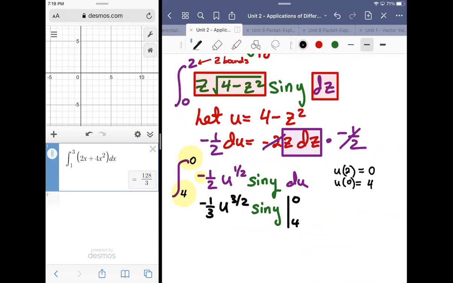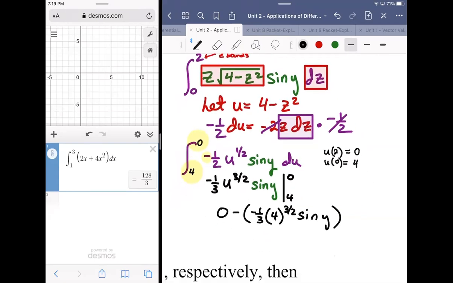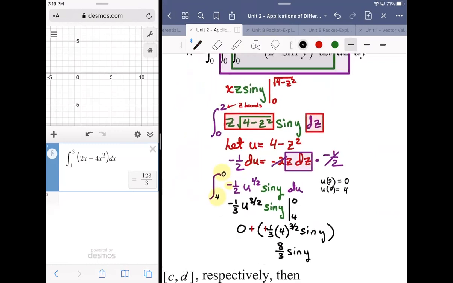If I plug in a 0 for u, I get a result of 0. So 0 minus negative 1/3, 4 to the 3/2 times the sine of y. Two negatives make the positive. Square root of 4 is 2, cubed is 8, so 8/3 sine of y. All right, the bounds have been accounted for, so we're good there.